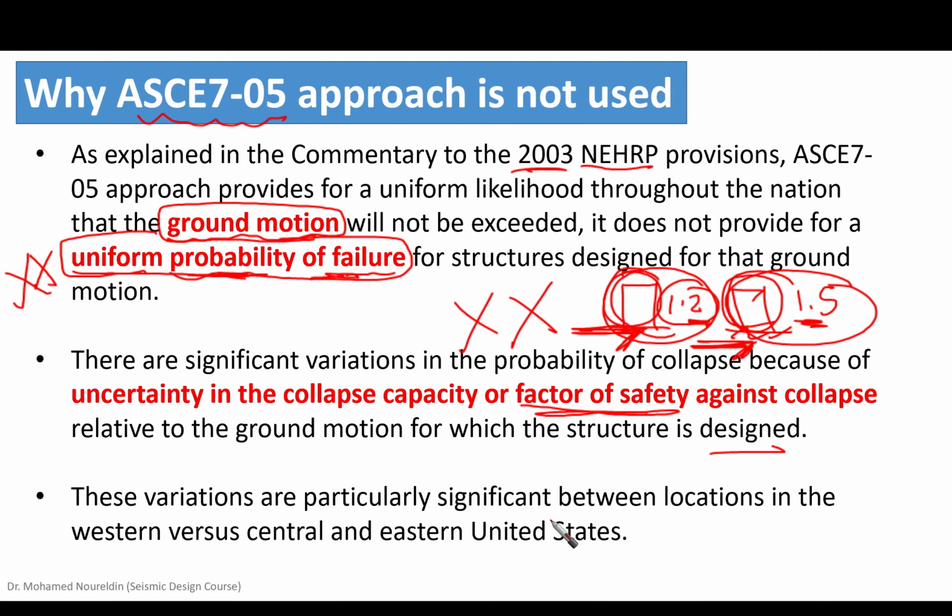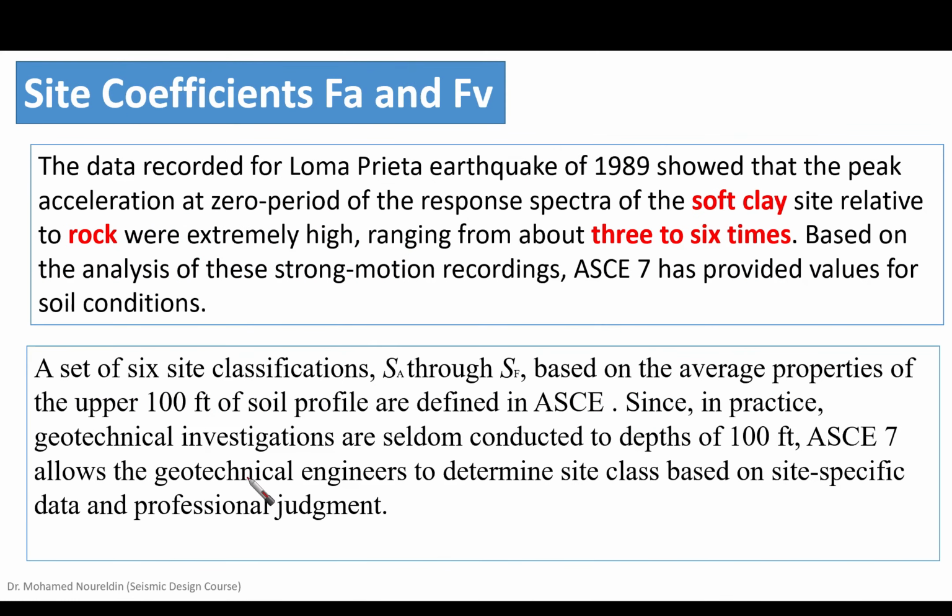So these variations are particularly significant between locations in the western United States, like California, for example, versus the central and eastern United States. And this is very true, because the margin, or the safety factor, is different in the buildings themselves and from location to location. So based on that, we need to take into consideration the safety factors of buildings in different areas. This is the rationale of risk targeted.